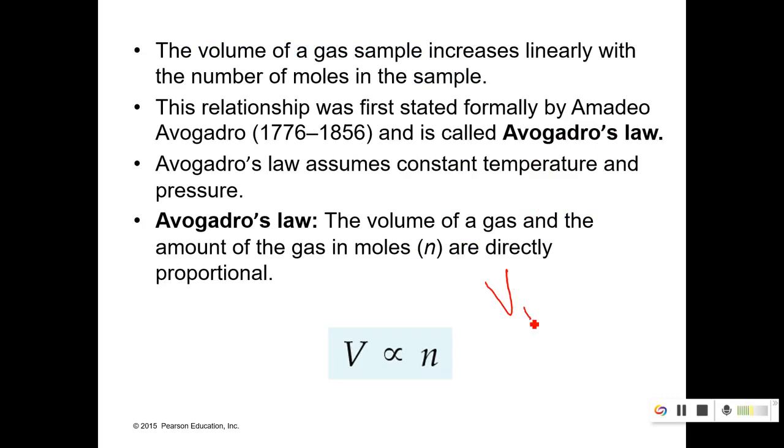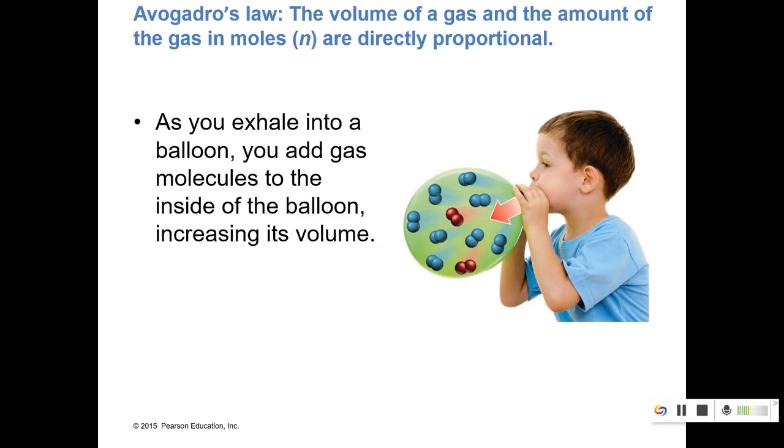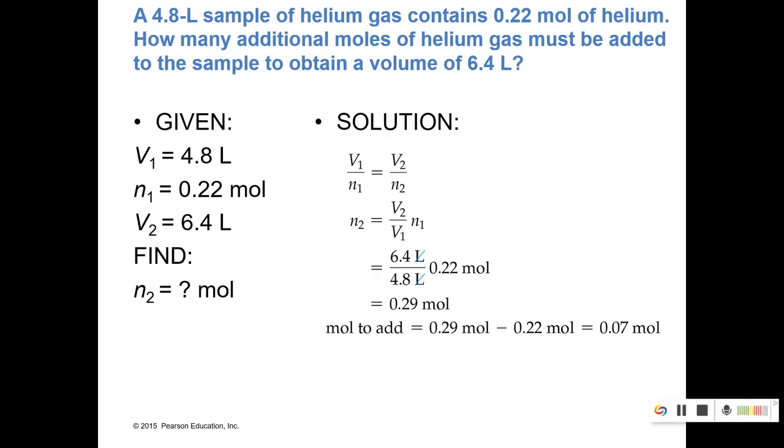The equation, let's write it here. V1 over N1 equals V2 over N2. Remember, if they're divided, they're directly proportional. If they're multiplied, they're inversely proportional. To solve these, we just cross multiply, we divide, and then we solve. You do need to keep in mind, like this question says, how many additional moles of helium must be added. So once you solve for N2, then you have to subtract them because it wanted to know how many more there were.